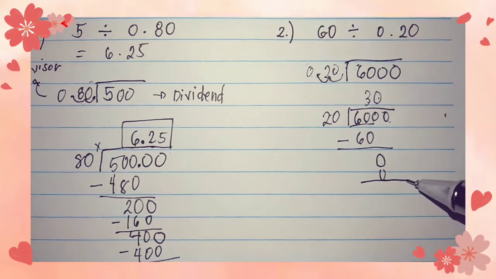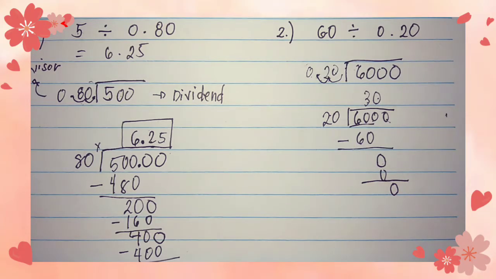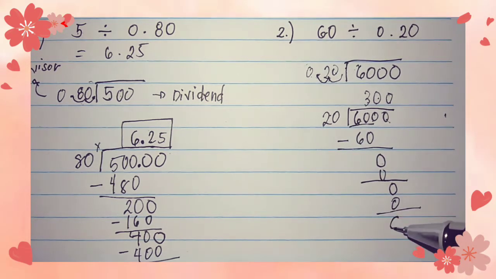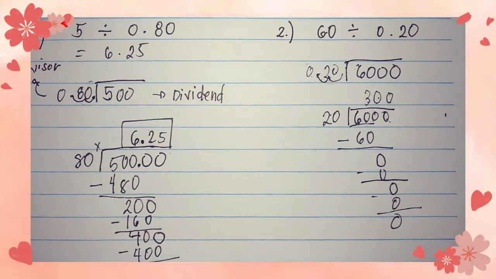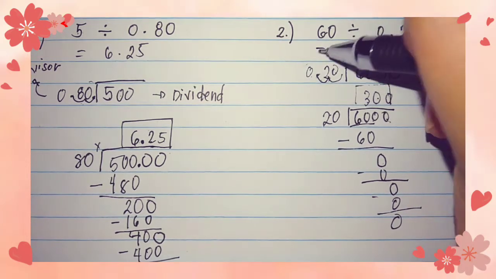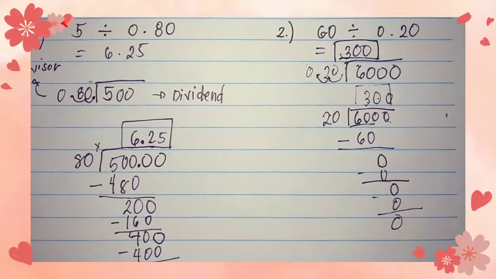Okay? And then, meron pa tayong isa pang 0. Ibaba ulit natin yan. And 0 divided by 20. And always remember, 0 divided by any number is equal to 0. Okay? So, 0 divided by 20 is 0. And 0 times 20 is equal to 0. Ayan. So, 0 minus 0 is equal to 0. Meaning to say, okay na siya. And the answer is 300. So, we have 60 divided by 0.20 is equal to 300.